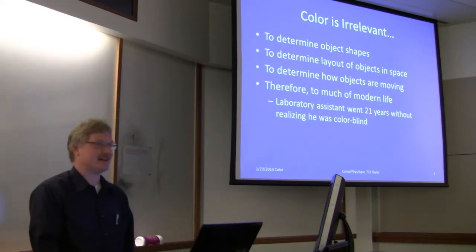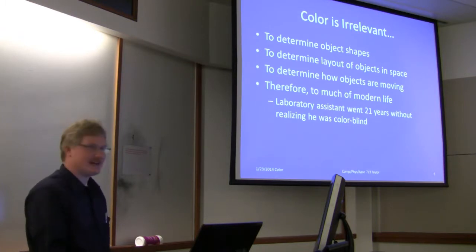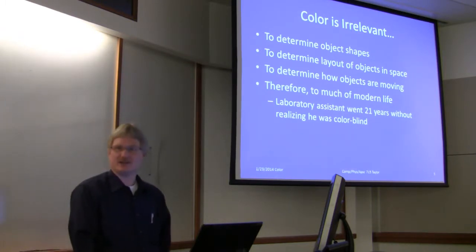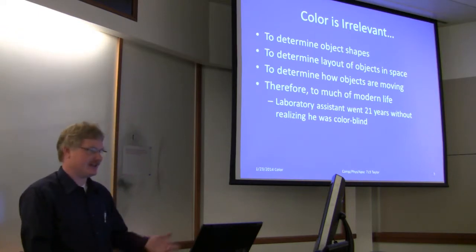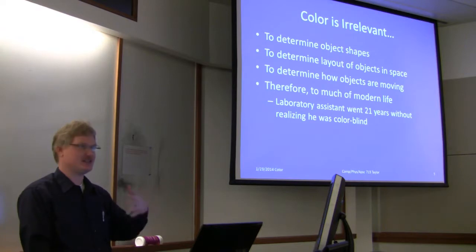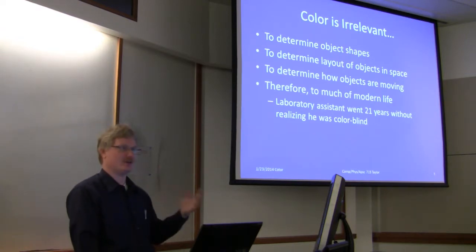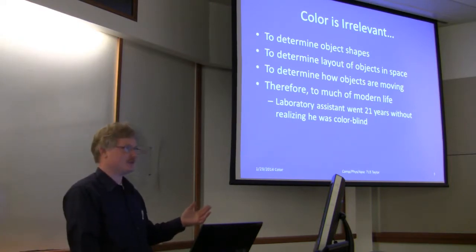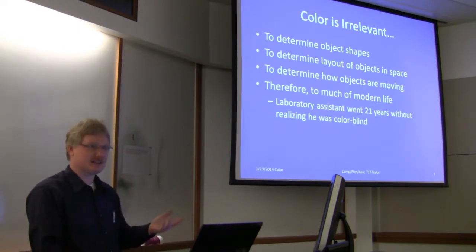right? You don't see that from hue. To determine layouts of objects in space, right? How objects are moving is not using the hue information. And you can have laboratory assistants or other people walking around. 10% of the male population is colorblind, and they might not even know it, right? And so if you can go to be 21 years old and not know that you're colorblind, how important could it be to what's going on? So in a large set of things, it's relevant.